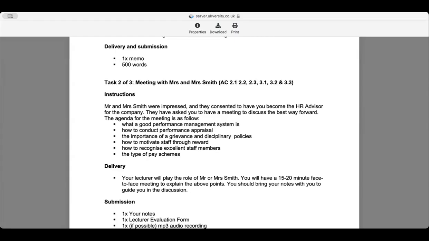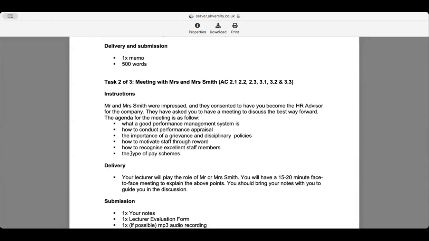Ways to recognize excellent employees: list different methods of recognizing employees, such as employee of the month reward, promotion and bonuses, public recognition and appreciation, and extra training and career development opportunities. Then, different types of pay schemes.